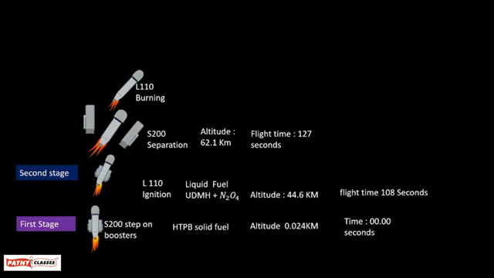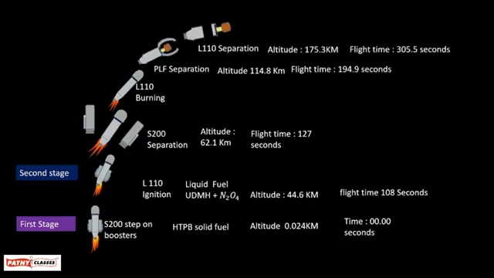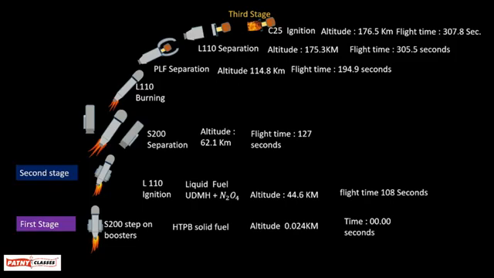After that, L110 burning starts. After that, PLF separation at altitude of 114.8 kilometers, flight time 194.9 seconds. And after this stage, L110 separation occurs at the altitude of 175.3 kilometers and flight time is 305.5 seconds. And after that, third stage C-25 ignition, altitude 176.5 kilometers and flight time 307.8 seconds.